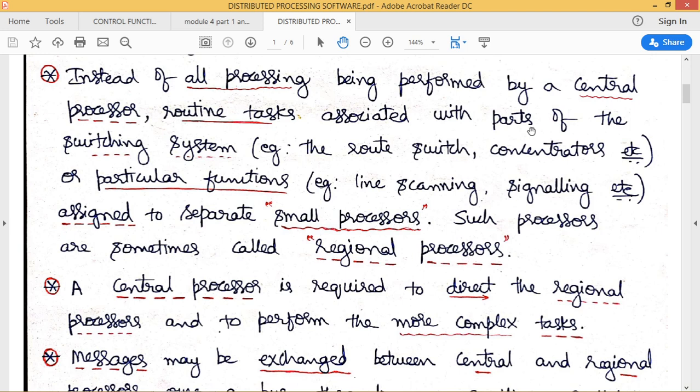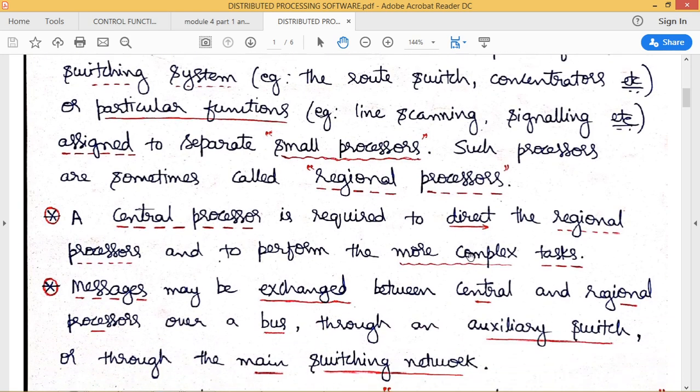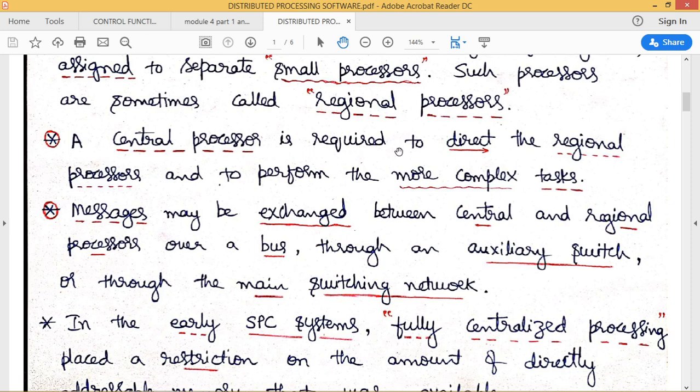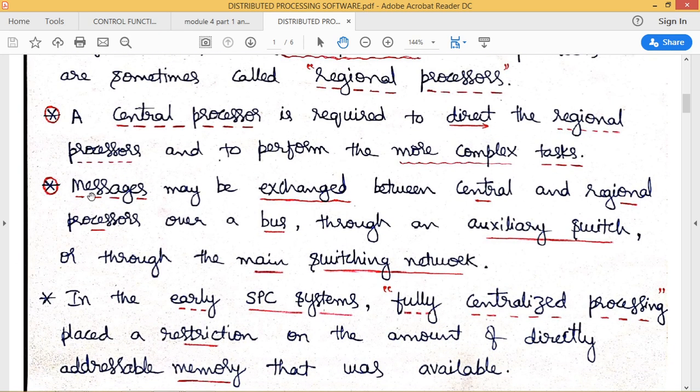So inside an exchange we will be having a central processor as well as regional processors, and the central processor is required to direct the regional processors how they should operate, and also to perform the more complex tasks. Generally the central processor is mainly doing complex tasks of the exchange, as well as directing how these regional processors should operate. So it is very important to have message exchanges between the central processor and the regional processors.